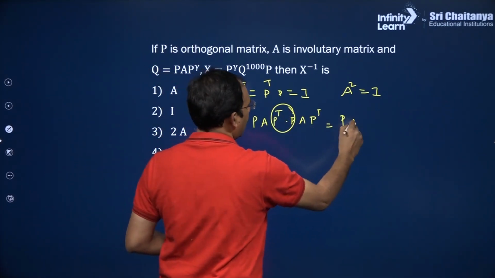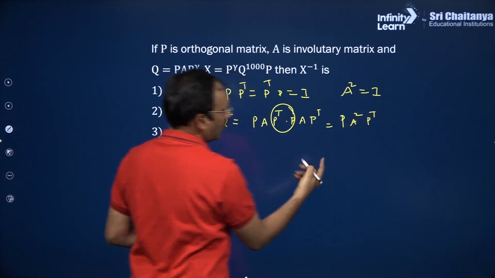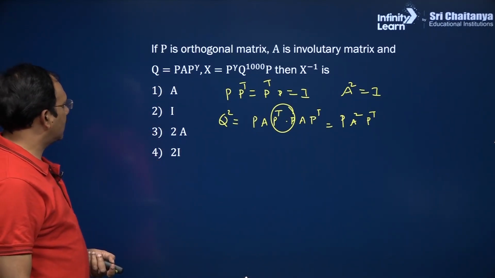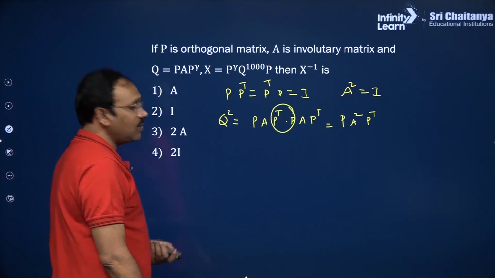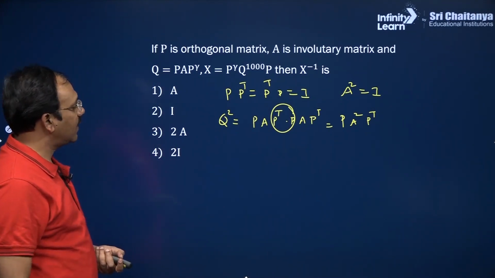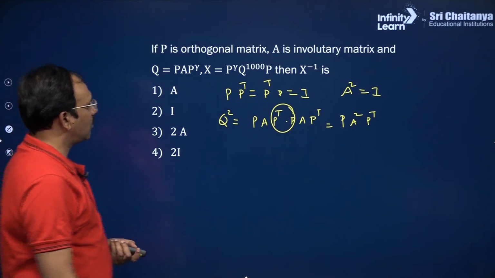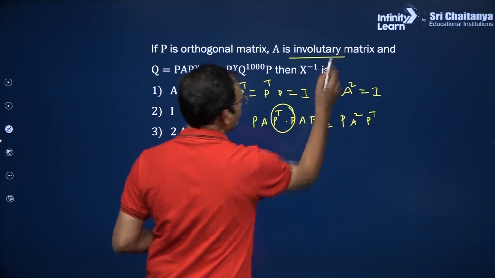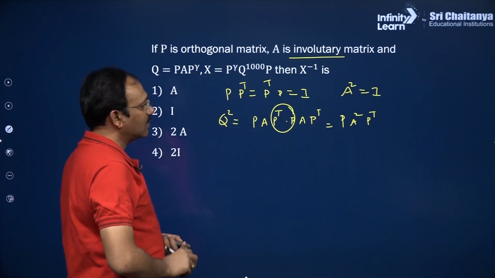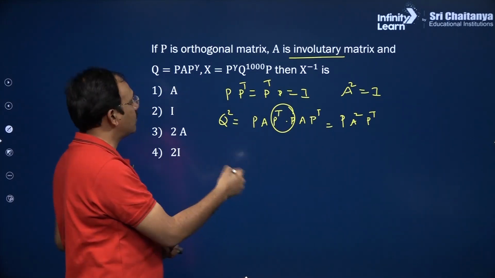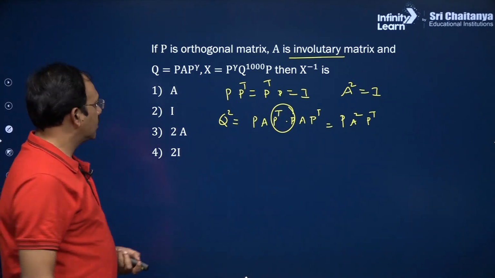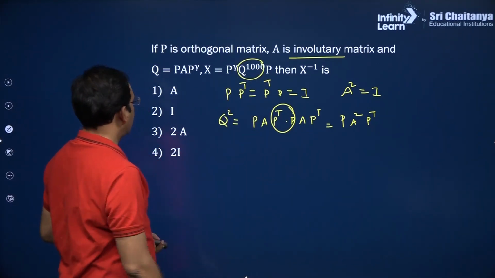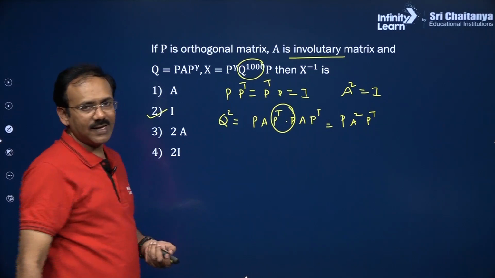So P A² P transpose. A involutory means having a self-inverse, A² = I. So finally this is going to be P P transpose, which is again I. In the same way you get that this is I, and X inverse is its inverse, I itself.